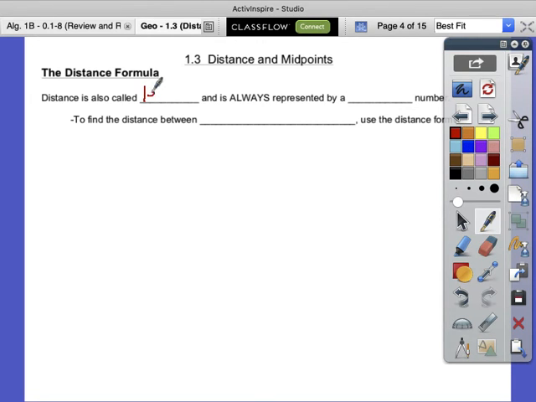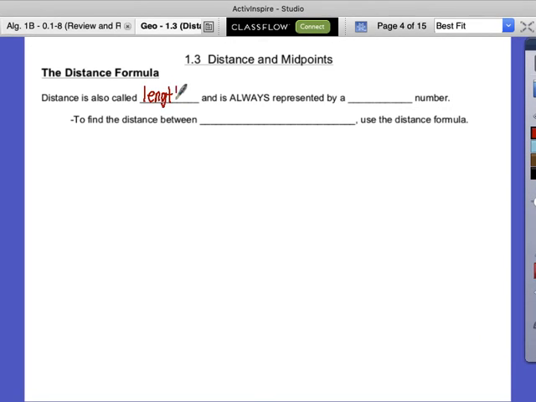Distance is also called length. We talked about this last time, right? The length of something is the same thing as its distance, and it's always represented by a positive number. You can't have negative distance. If I step backwards, I'm not taking a negative step. I still took one step. It just happened to be backwards rather than forwards or to the side, okay?